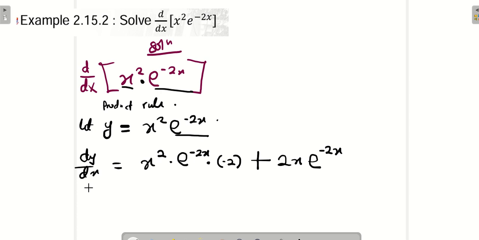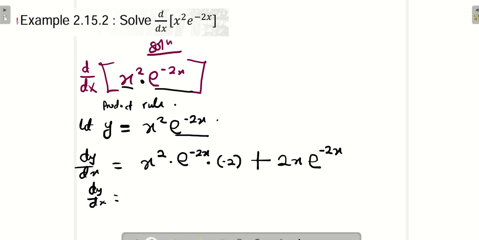Now let us simplify. We have dy/dx should be equal to negative 2 times x squared will give us negative 2x squared. The negative 2 times negative 2 will give us negative 4. So we will have negative 4, then x squared times x will give us x cubed. Then we have e to the power negative 2x. We also have e to the power negative 2x. When we apply the laws, no, sorry, there is a mistake.